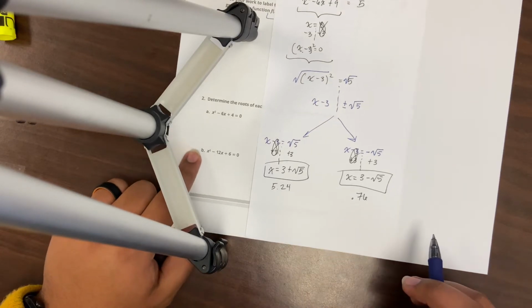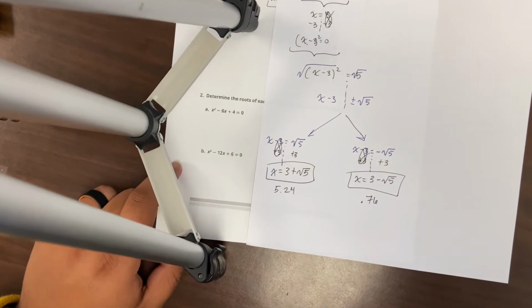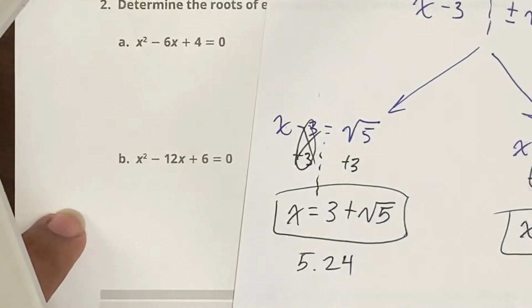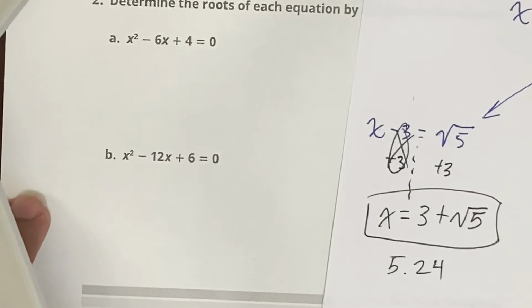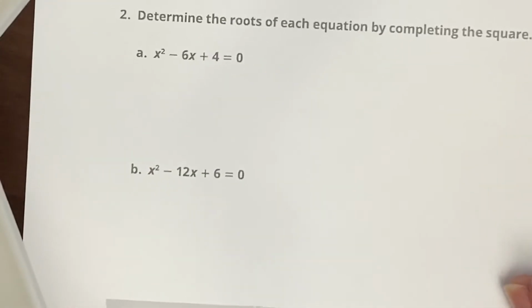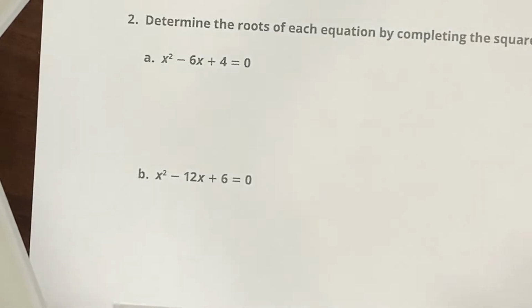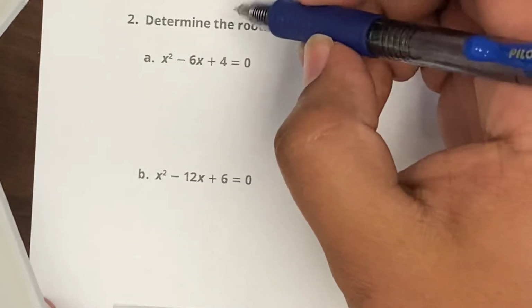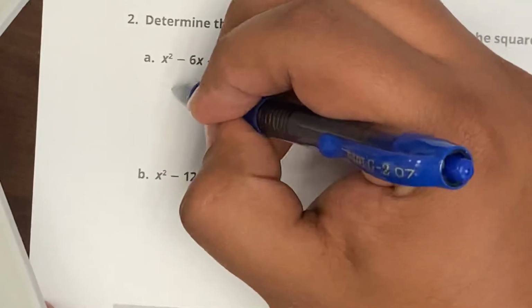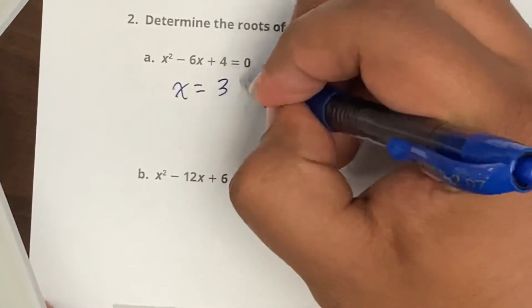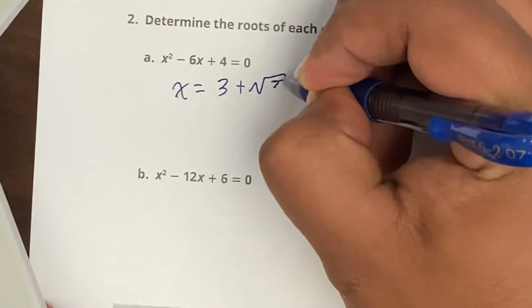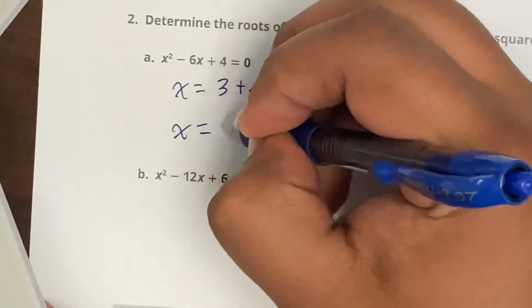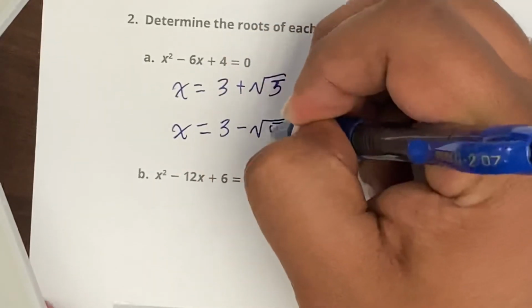Definitely do letter B on your own. You want to gain the practice, of course. It's just going back and forth with using Desmos. Using Desmos shows you your roots. Obviously, we're just showing you the arithmetic. Write down the answers right here one more time. We had x equals 3 plus square root of 5. And x equals 3 minus the square root of 5.